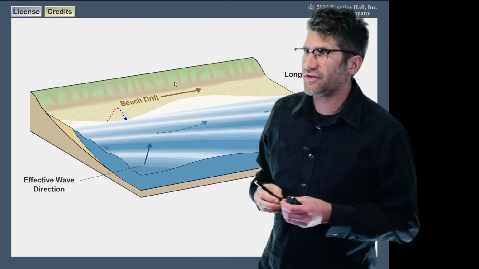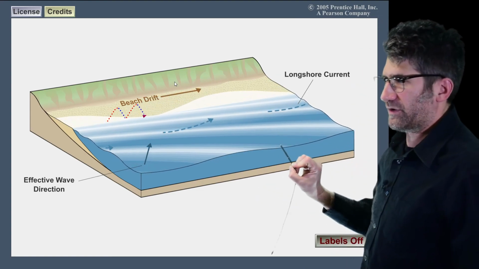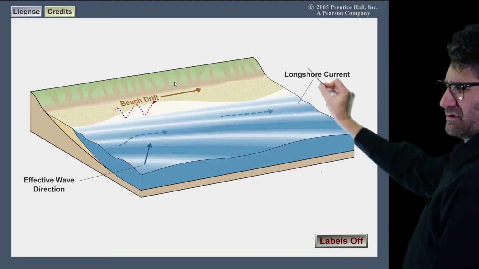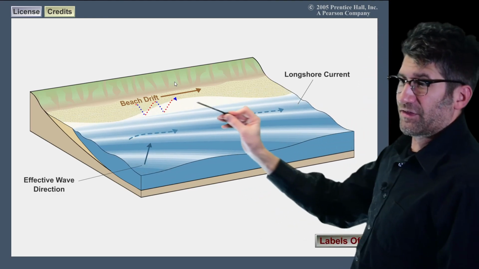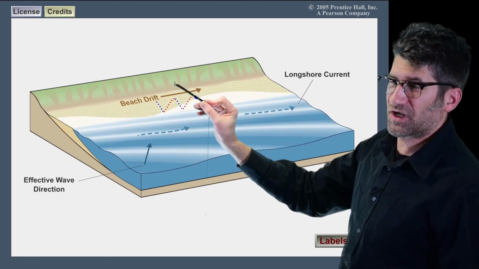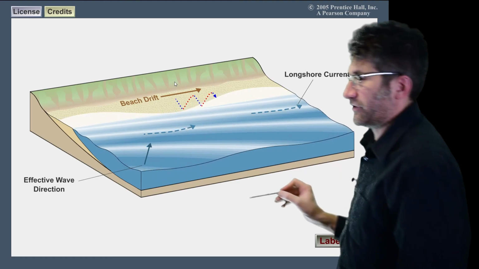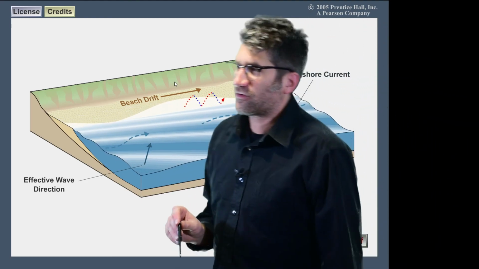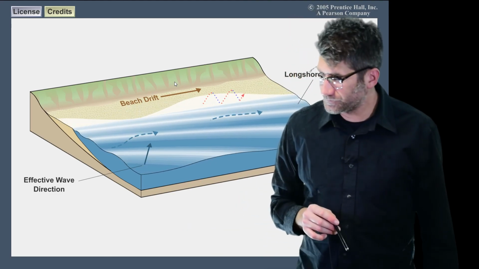Okay, here's a nice animation of that. I think this does a really good job of showing that preferential wind direction going across the page. And then you can watch an individual particle of sand on the beach as it gets pushed up at an angle and then pulled back out perpendicular to the coastline. So this is what we call longshore drift or littoral drift.